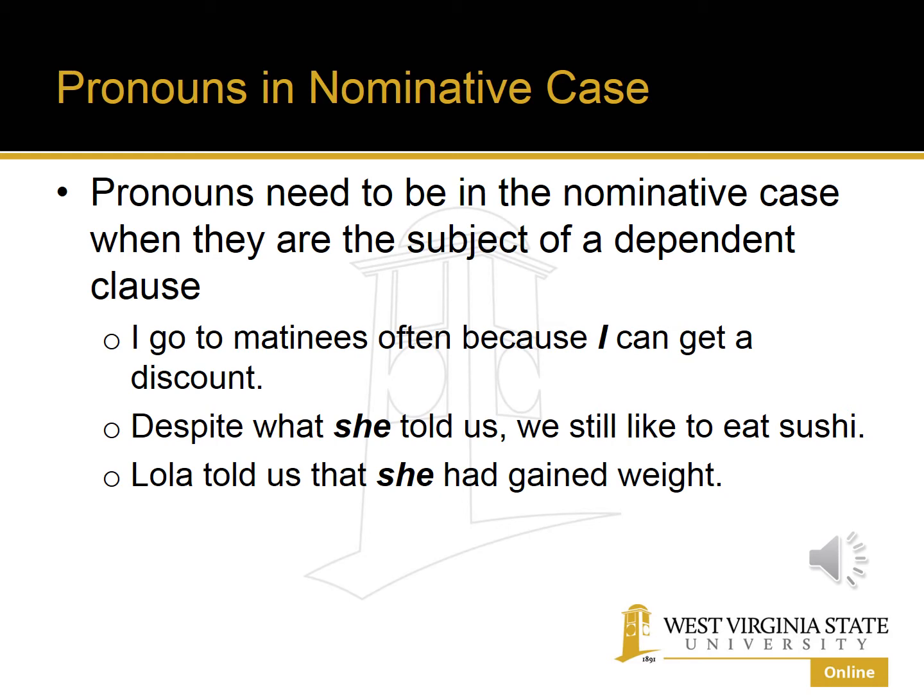Despite what she told us, we still like to eat sushi. Despite what she told us is a dependent clause. The subject is she. It's in the nominative case. And then finally, Lola told us that she had gained weight. Here we have a relative clause that starts with that, and the subject of that relative clause is she. So again, the pronoun is in the nominative case.